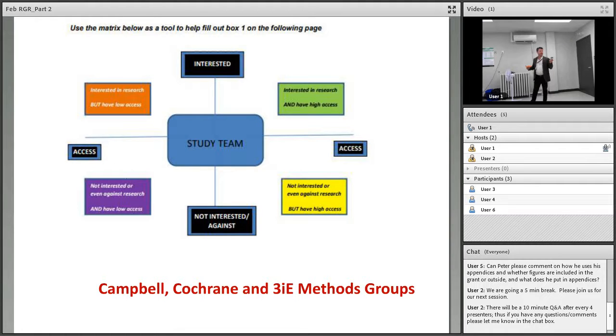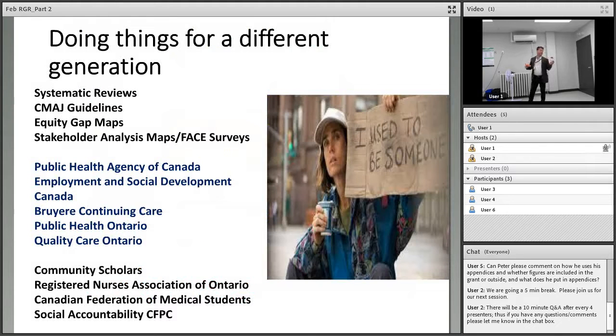Just to say that we would work with 3IE from the UK and some of their new stakeholder analysis, which we're already starting to use for our project. Work with the Cochrane and Campbell Equity Methods Group, the Campbell Collaboration Journal, and a number of different partners. And we will be producing systematic reviews. We have, I think, 3 on the go right now already. We have a CMAJ already committed to publishing our guidelines. We have equity gap maps. We have 1 funded by the government, but several. We hope to do more once we get the first prototype done on women.